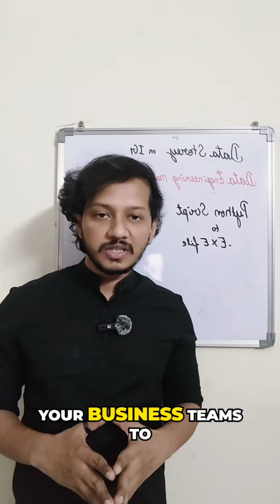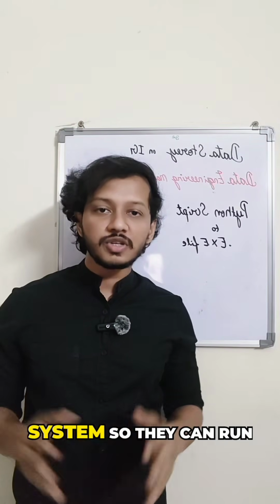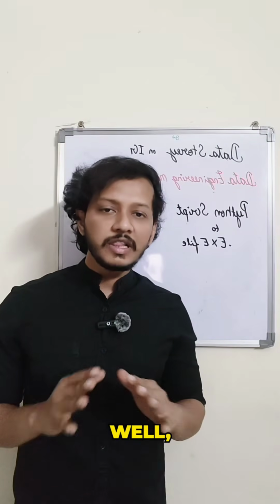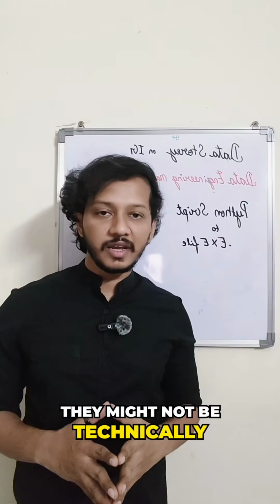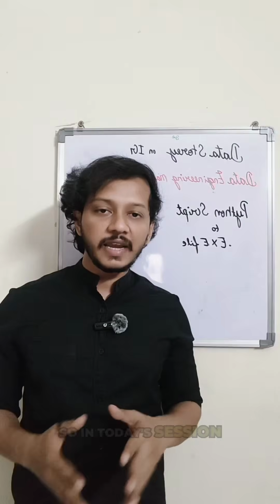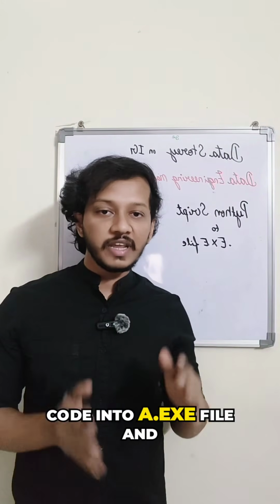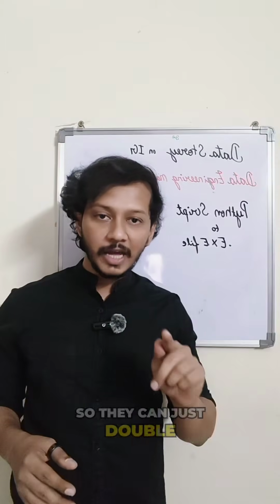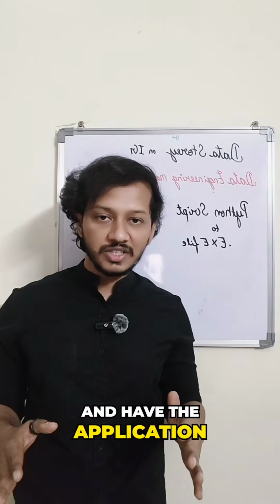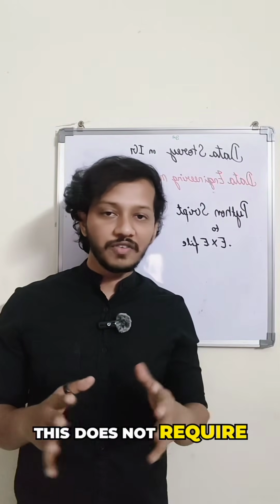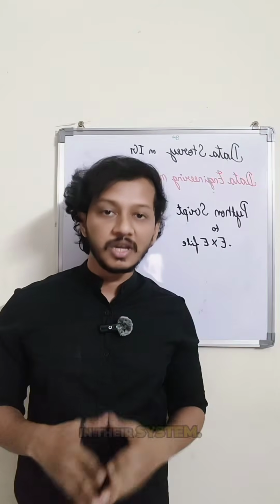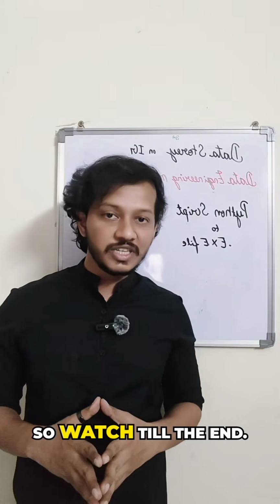Are you still telling your business teams to install Python in their system so they can run your automation script? Well, they won't do it because they might not be technically aware of it. So in today's session, I'll explain how exactly you can turn your Python code into a .exe file and share it with them so they can just double tap on the application and have the application ready in their system. This does not require any Python to be installed in their system. And this gets more interesting, so watch till the end.